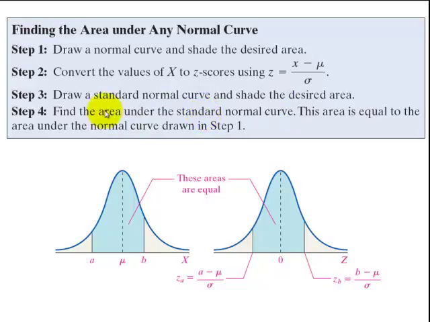This area is equal to the area under the normal curve. So here's our original distribution. Its mean is mu and standard deviation sigma, and the z-score standardizes all the values to the standard normal curve. Therefore we can use Table 5 to find the area. This area under the standard normal curve will be equal to this area of the original population.